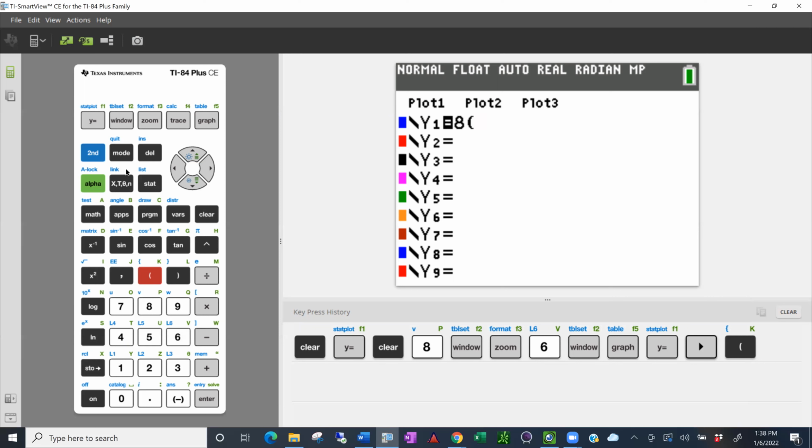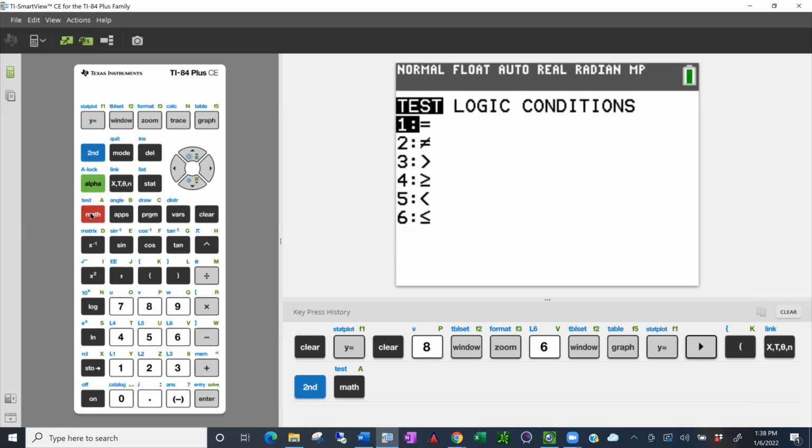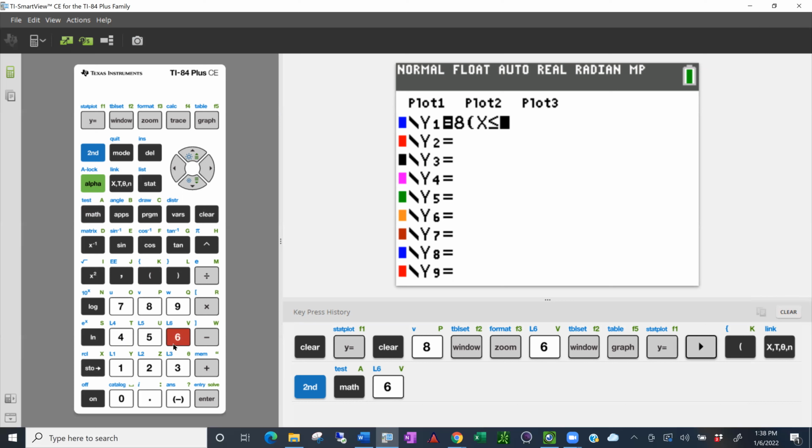We want to tell the graphing calculator that this is for x less than or equal to 3. Type in the x, and then to get the less than or equal to, hit the second key, then the test key, and there you go. Number 6 is your less than or equal to, less than or equal to 3. So when I hit the graph, it's going to graph this function only up till x equals 3.